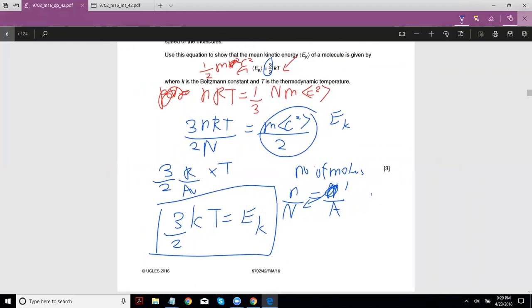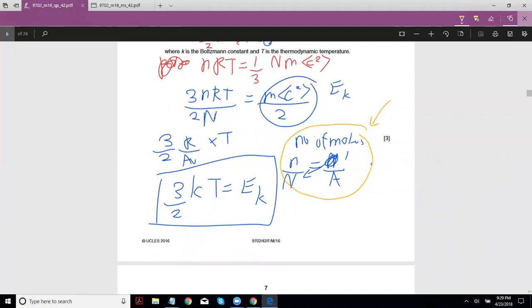Can someone try to explain this in a little better manner? I don't think I managed to fully communicate. The formula for number of moles is number of particles upon Avogadro's constant. The Avogadro's constant is the number of particles per mole.